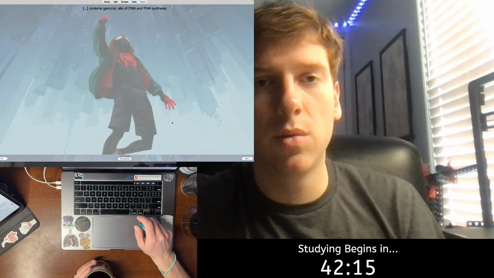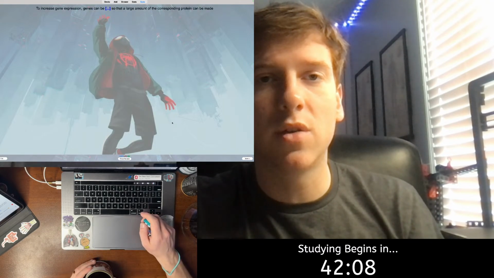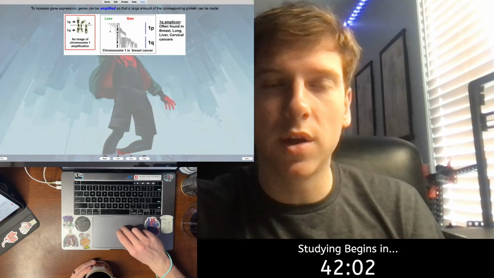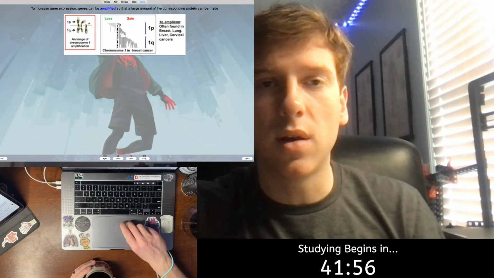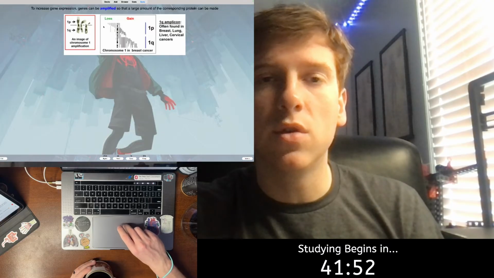Blank contains genome, site of DNA, and RNA synthesis. Yeah, nucleus, okay. To increase gene expression, genes can be blank so that a large amount of corresponding protein can be amplified. So this is a pretty cool thing. It shows the amount of copies of a certain portion of the DNA. So this is the genome, chromosome 1 specifically, and it shows how many copies are in here. So if they gain, it's going to be on this side. If they lose, it's going to be on this side.